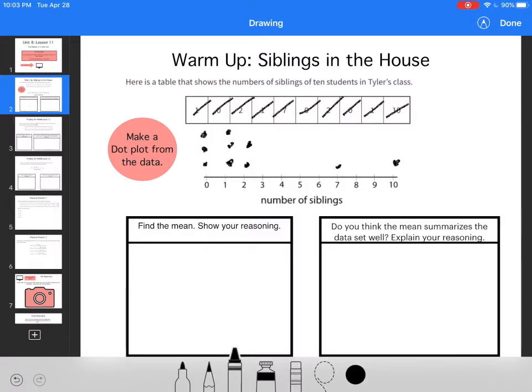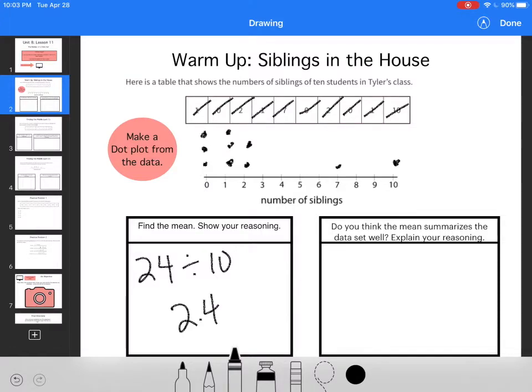I have 24 as my total amount when I add up all those numbers, and I'm dividing it by 10 because I have 10 students who were asked in the class. So that gives me 2.4. So it tells me that 2.4 is the average number of siblings that the kids have in Tyler's class.